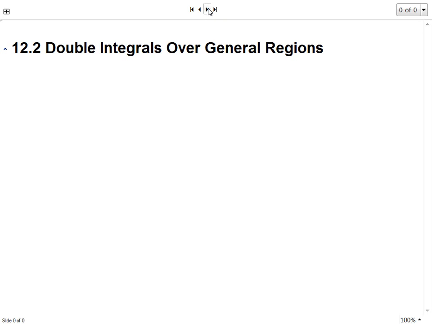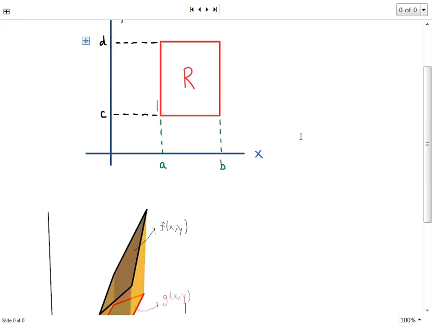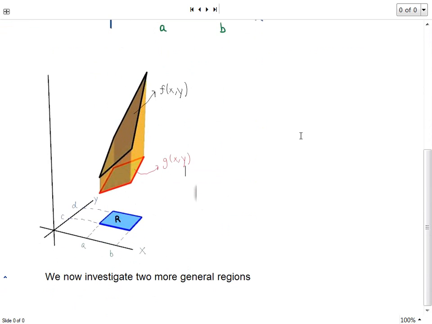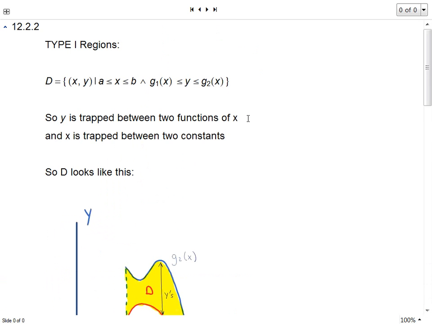Double integrals over general regions. So we've seen that so far, right? And this was the general idea that we had at the end of it: rectangle, function on top, function on bottom. But what if your rectangle is not a rectangle?